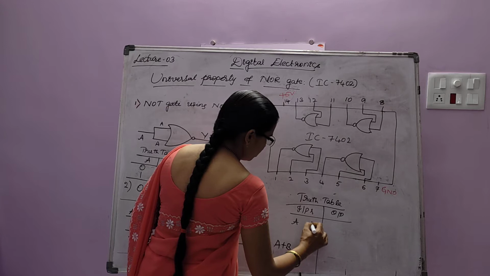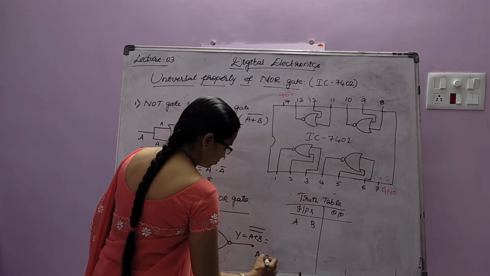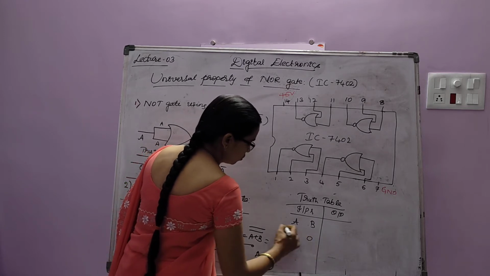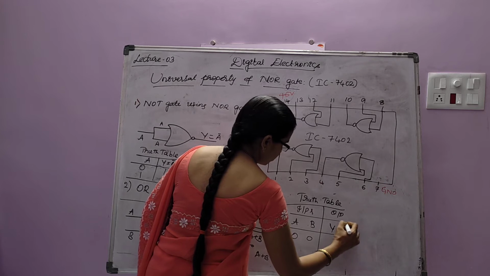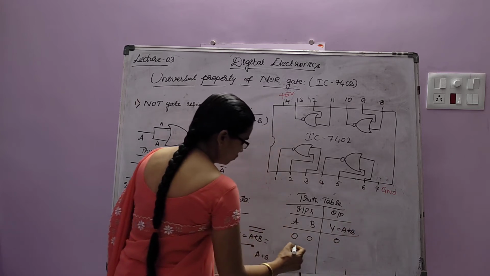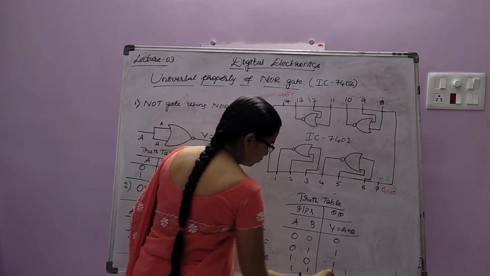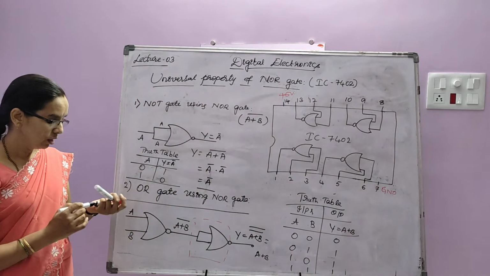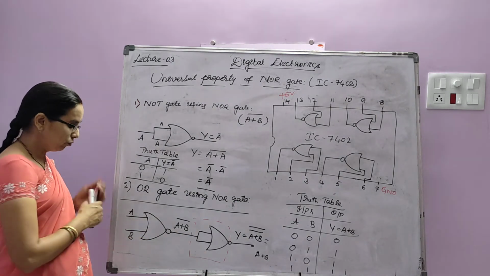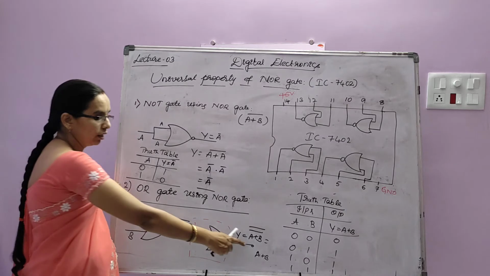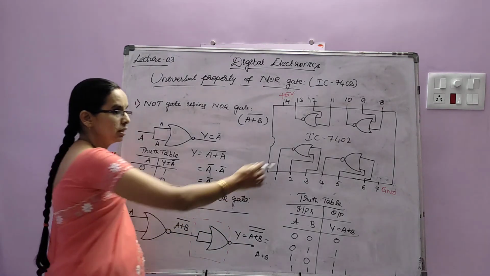If A and B are the inputs, for 0, 0 the output is 0; for 0, 1 it is 1; for 1, 0 it is 1; for 1, 1 it is 1. So after constructing this circuit, if you make both inputs 0, 0, you will get output 0. This can be constructed using this IC.